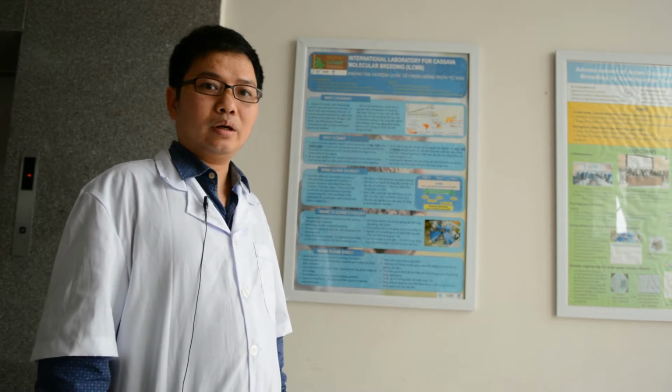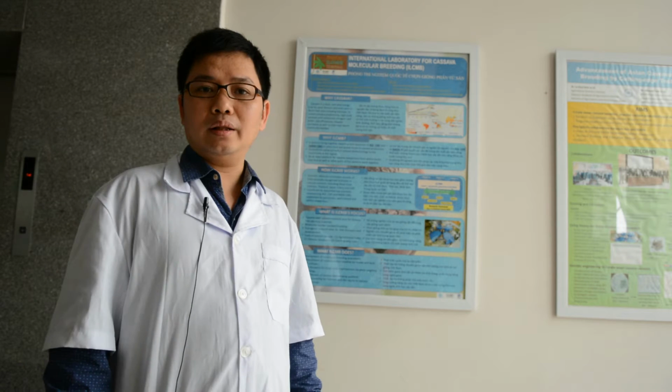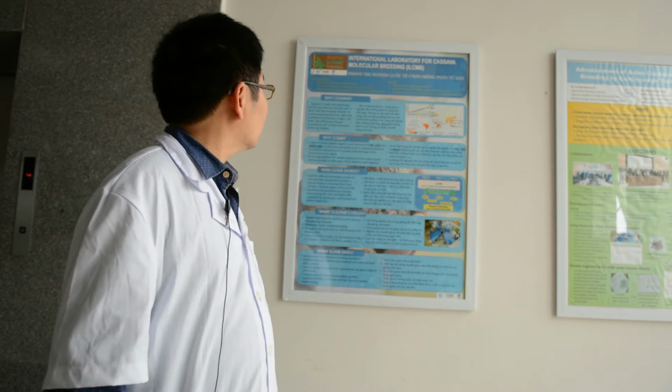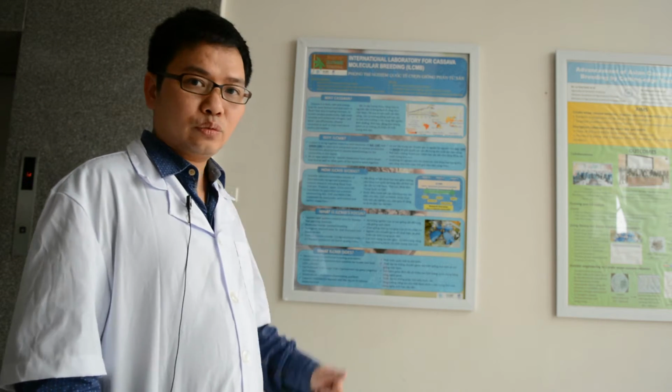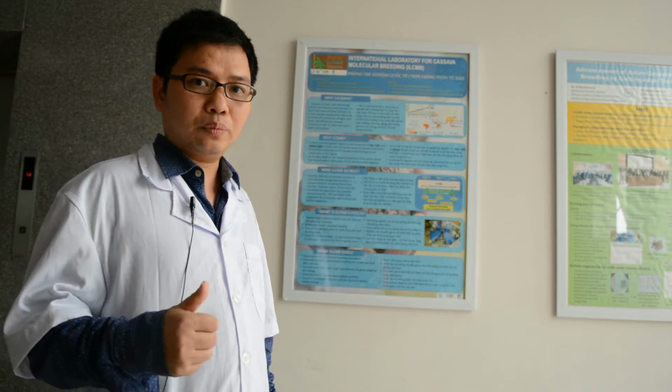Okay, so here we are on the ninth floor of AGI, and our lab is the International Laboratory for Cassava Molecular Breeding, and we go to see a few people who are working on cassava. So now we are in the molecular biology lab, and this is Quyen, this is Nam. We are working together on cassava pests and diseases.